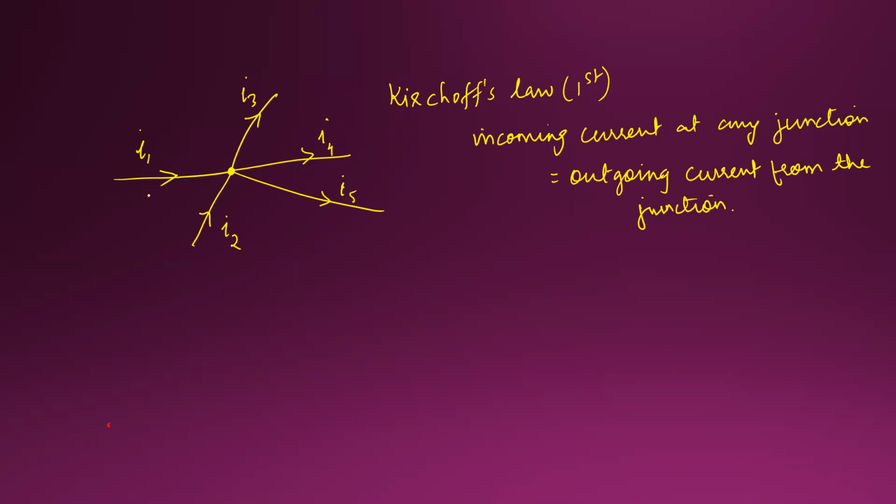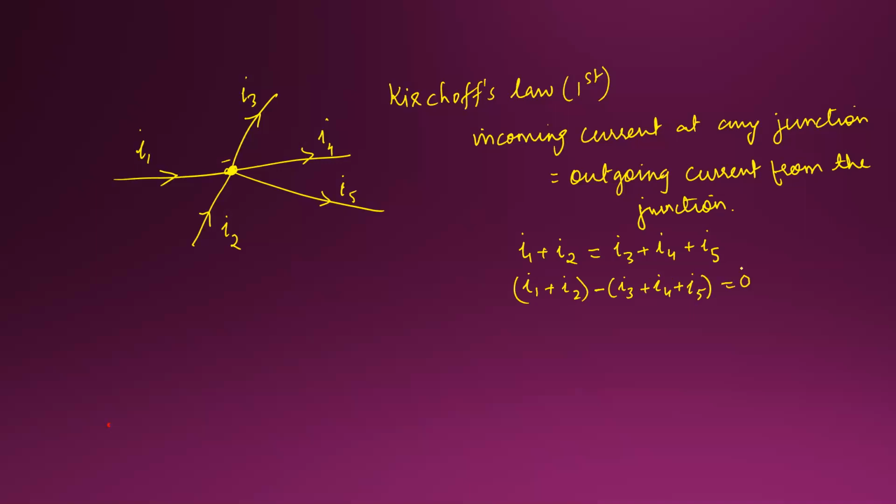So what is the incoming current? I1 and I2 are the incoming currents at this junction. So I1 plus I2 will be equal to the outgoing current, that is I3 plus I4 plus I5. Or we can write it in another way, that is I1 plus I2 minus I3, I4, I5 must be equal to 0.